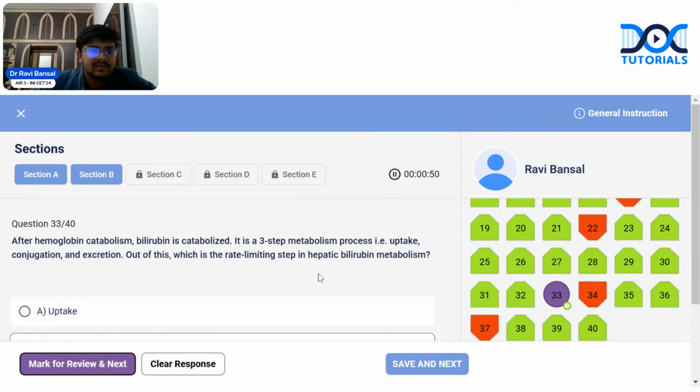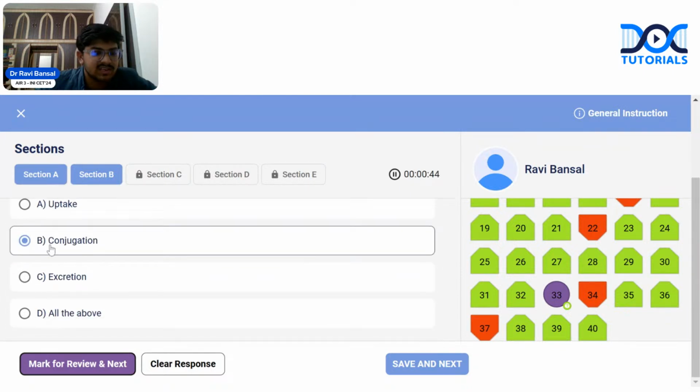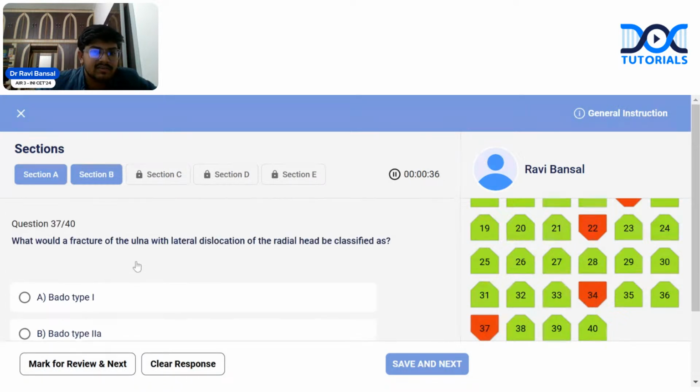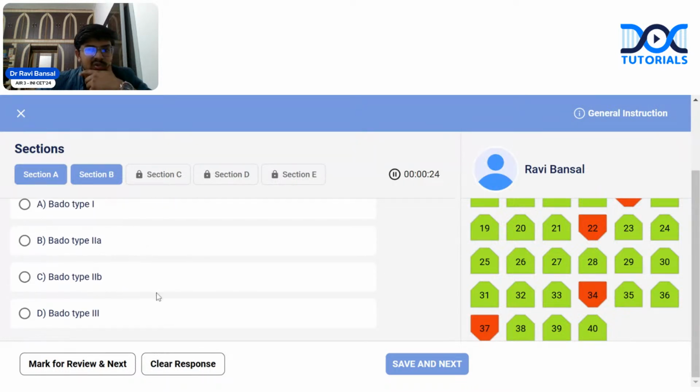They are asking the rate limiting step in hepatic bilirubin metabolism. So I will go with the conjugation enzyme. I do not remember this question, so I will skip it, and I will also skip the lateral dislocation Bado's classification. 1, 2, 3, 4. I remember there was fracture of radial head in 4, but 1, 2, 3 have gone to 2A, 2B also.